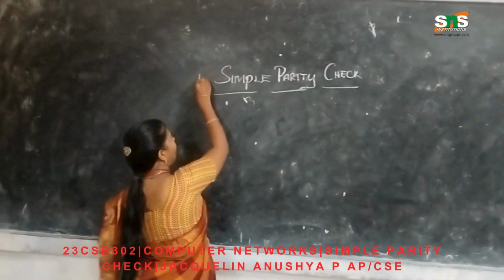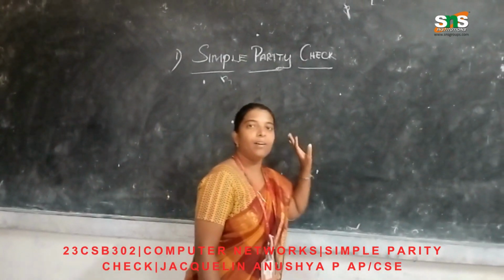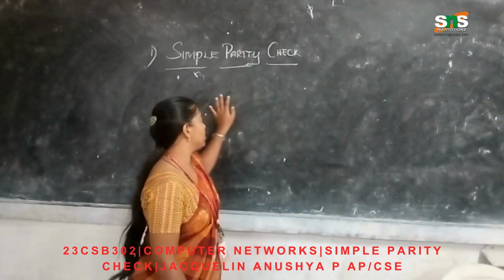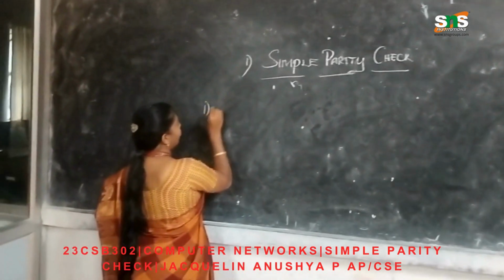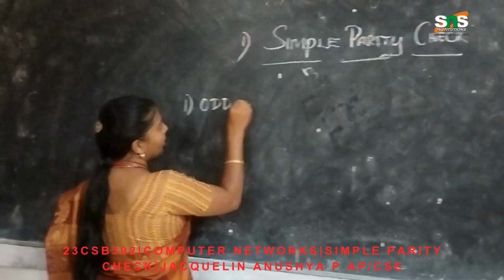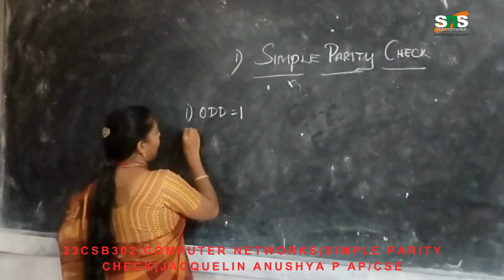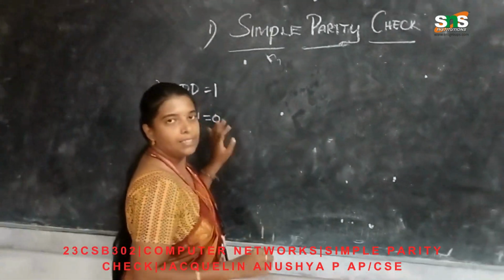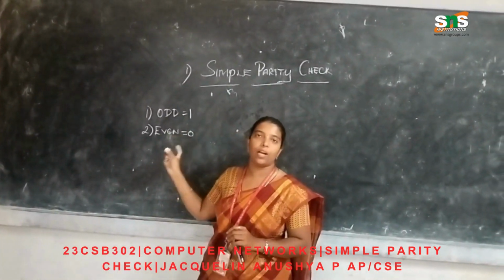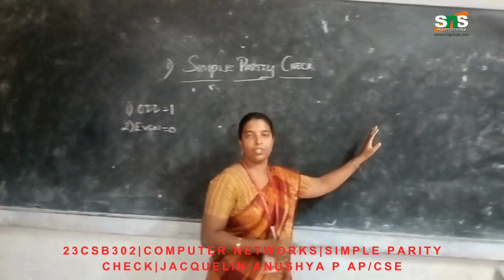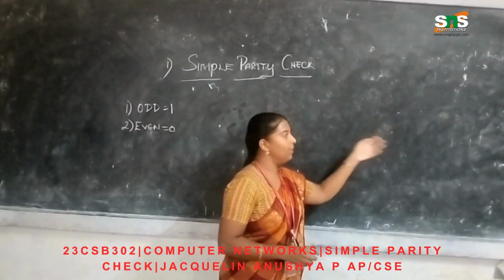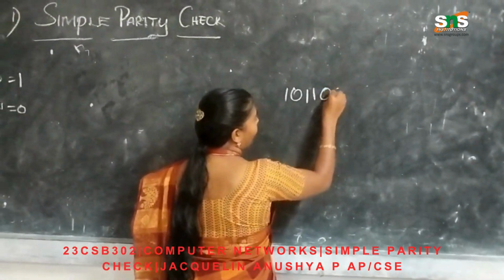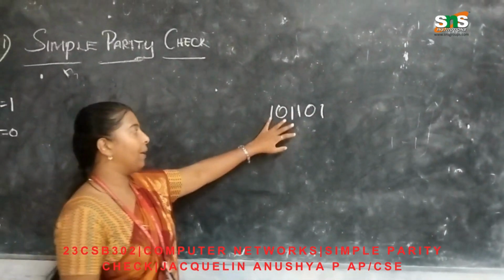As I told, simple parity check is nothing but redundant bits being added. In this we have only two conditions. The first condition is if there is an odd number, you write 1, and if there is an even number, you write 0. If I say these two conditions simply, you cannot understand. In the last class I did a conversion from binary to decimal. In the same way I am just taking some random binary numbers.